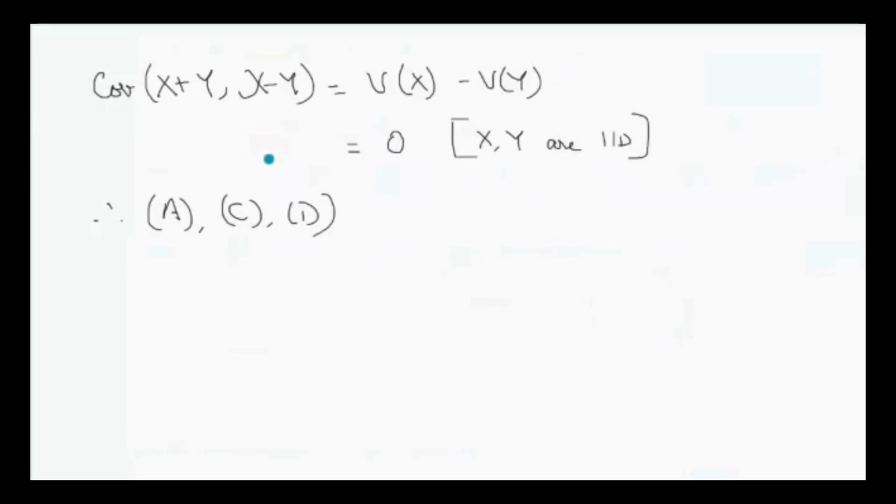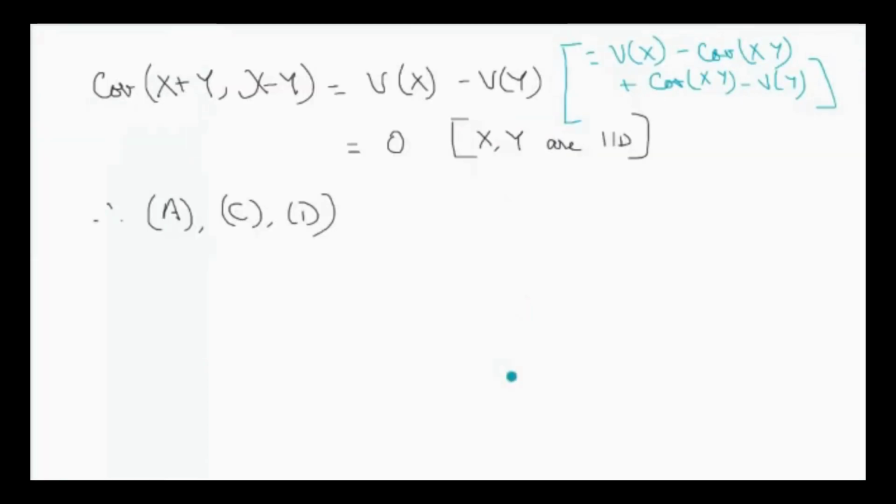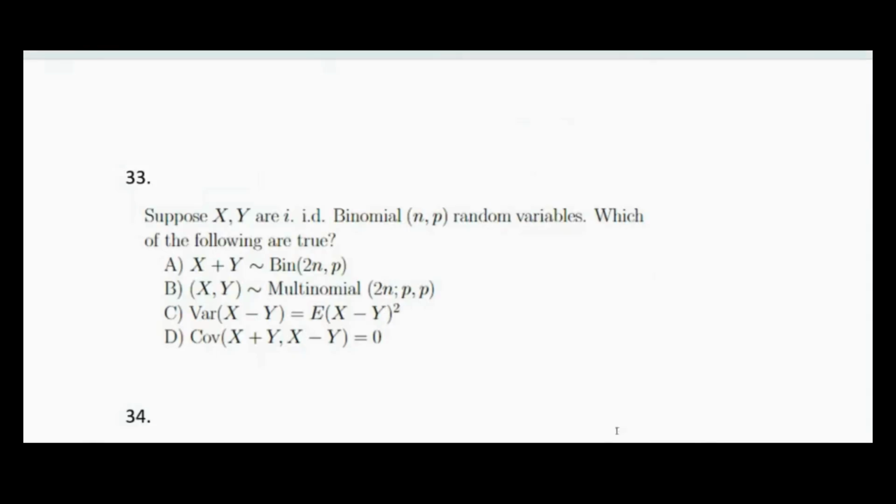And in part 4, we have to check whether covariance of (X plus Y, X minus Y) is equal to 0. So covariance of X plus Y and X minus Y actually comes out to be variance X minus covariance XY plus covariance XY minus variance Y. So it's just variance X minus variance Y, which comes out to be 0 since again X and Y are IID. So A, C, and D are the correct options, and B is wrong here.